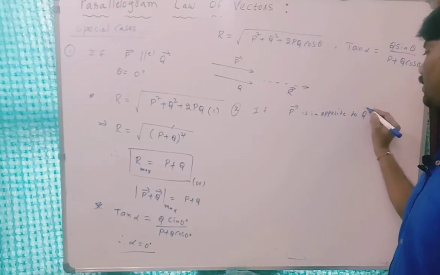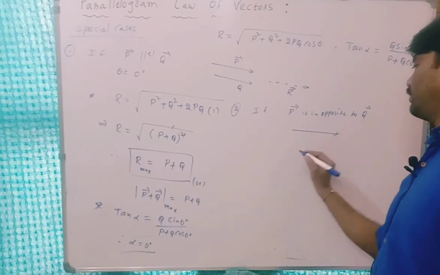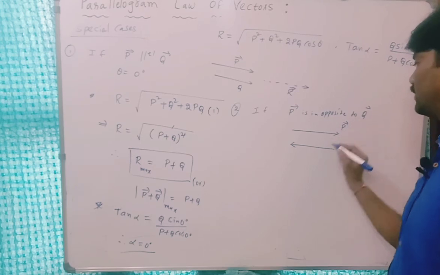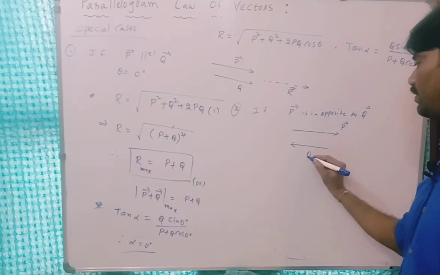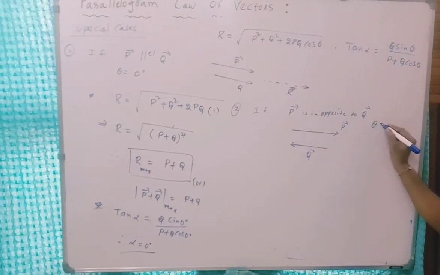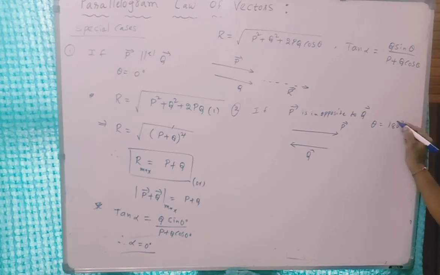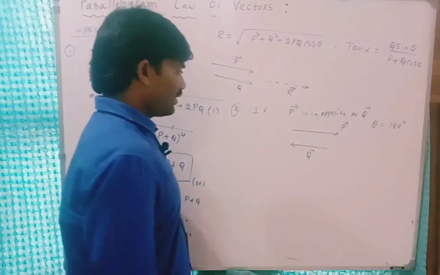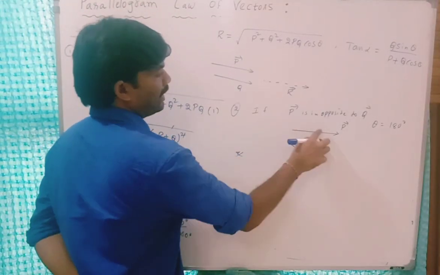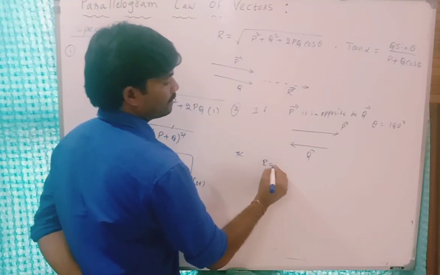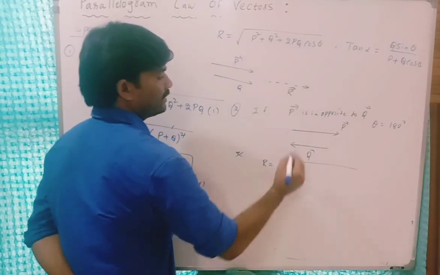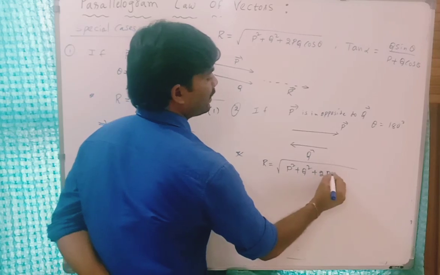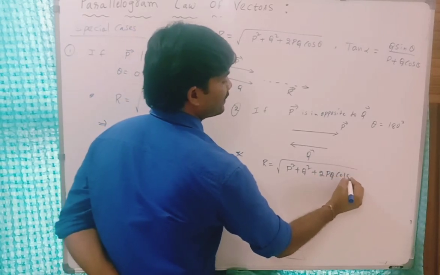Now second case, if two vectors are anti-parallel, if p bar is in the opposite direction to q vector, those vectors are called anti-parallel vectors. This is the p vector, this is the q vector. What is the angle between these two anti-parallel vectors? 180 degrees. Now if two vectors are opposite in direction, the magnitude of the resultant of these two is under root of this equation, p square plus q square plus 2pq cos 180 degrees.